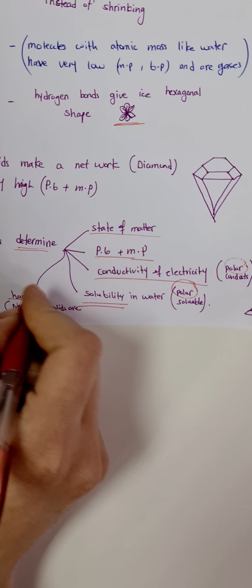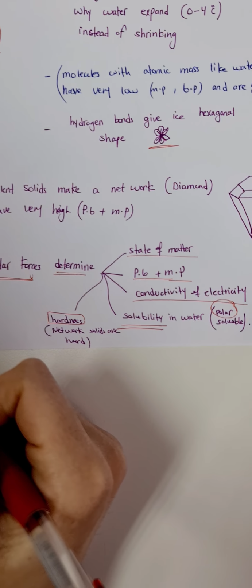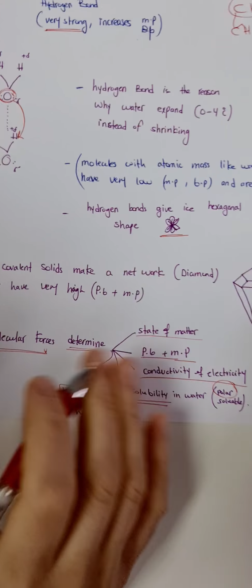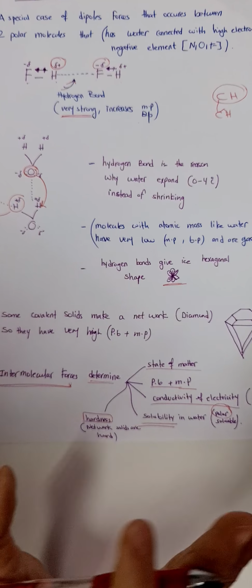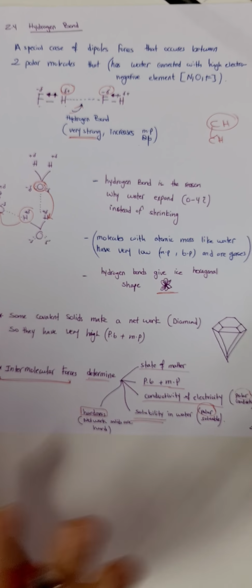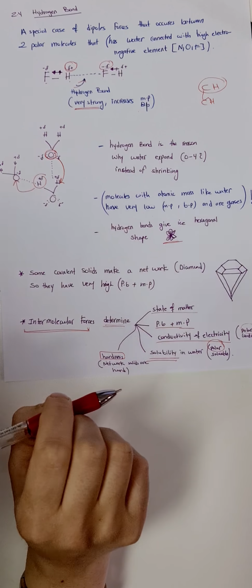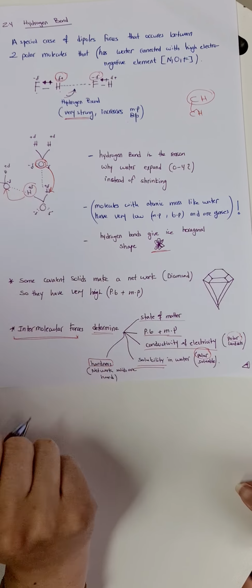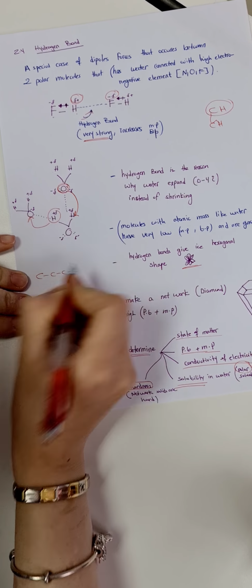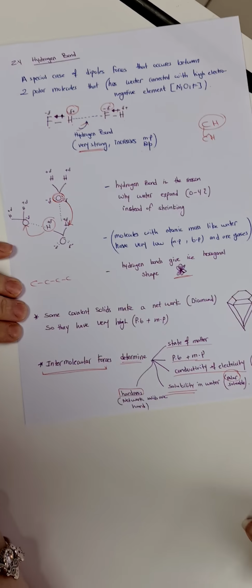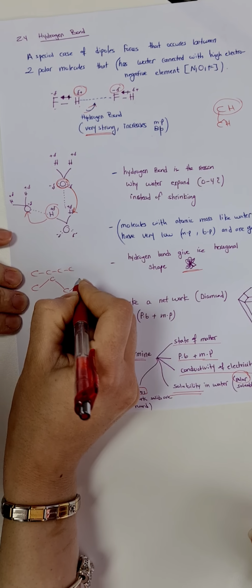And even the hardness: how is the hardness affected by intermolecular forces? Actually, hardness is about solids. We don't have hardness for liquids and gases, only for solids. The hardness is affected by the shape of the molecule. Some molecular shapes are linear, like this. Some shapes are like chains: C, connected to C, then going down, then going up.